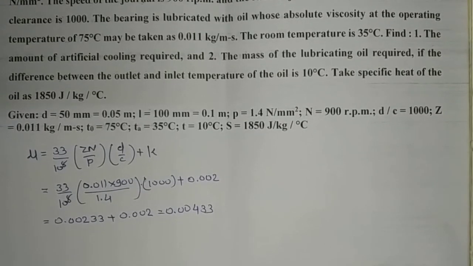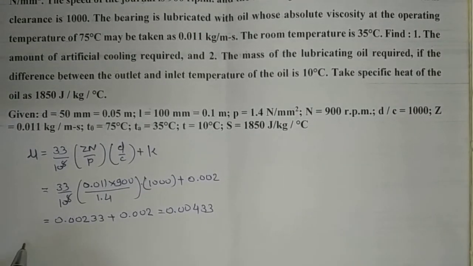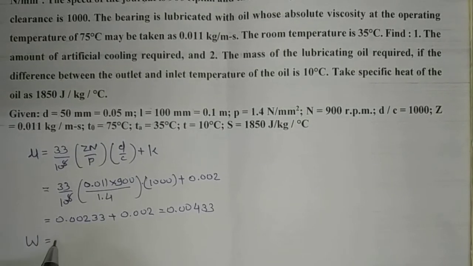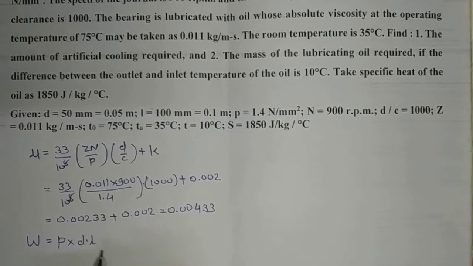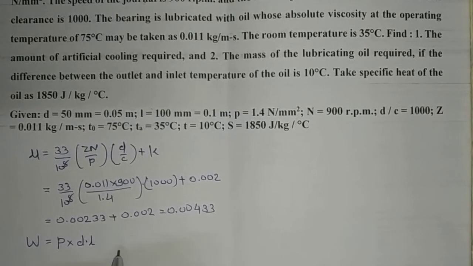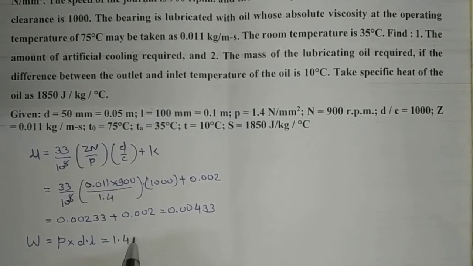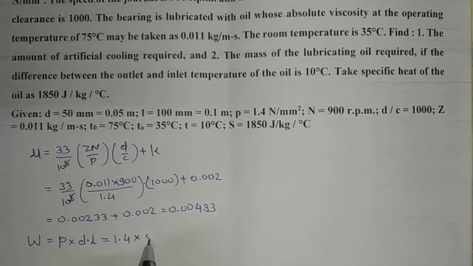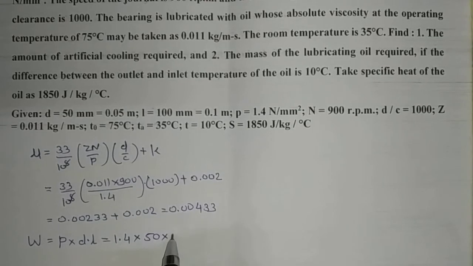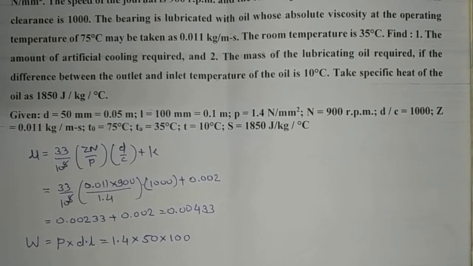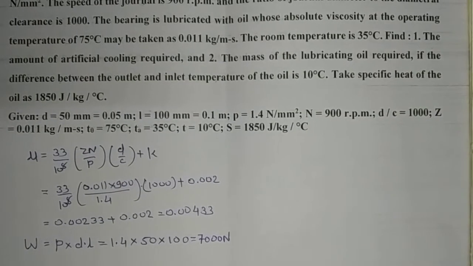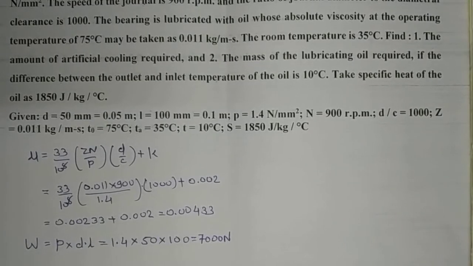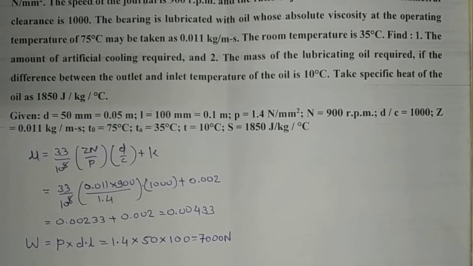Now let us find the load on the bearing, that is W. Load on the bearing W is equal to pressure P into area A, and area is equal to D into L. Therefore pressure is equal to 1.4, diameter D is equal to 50 and length L is equal to 100. So therefore load is equal to 7000 Newton. We have already found that.